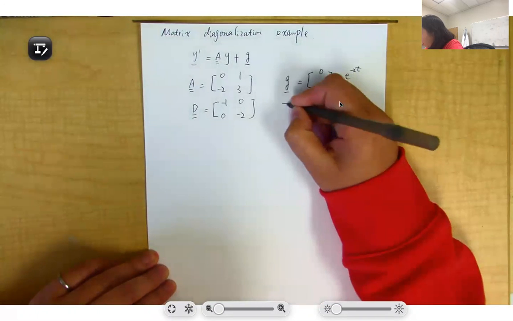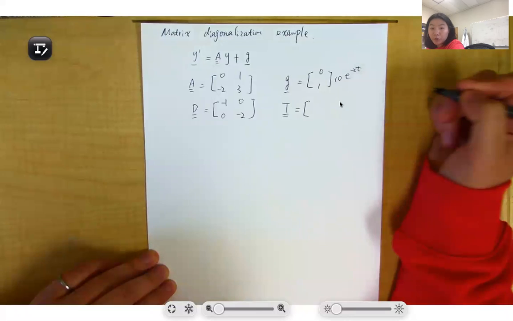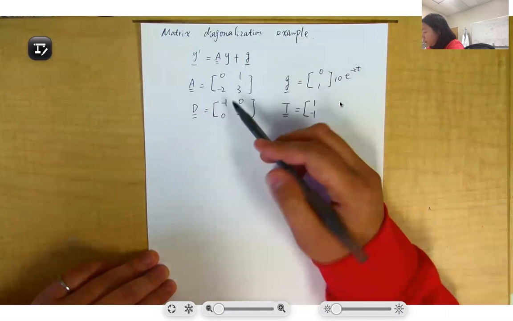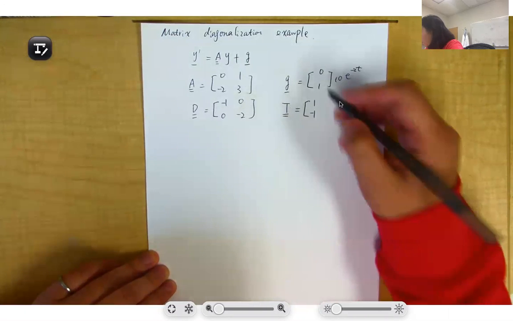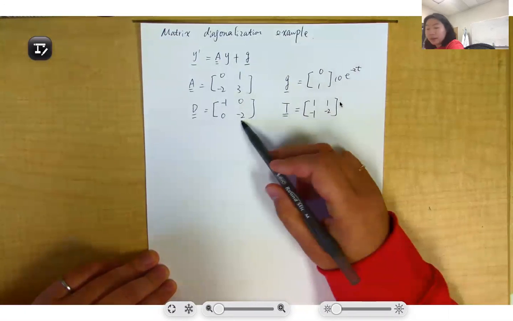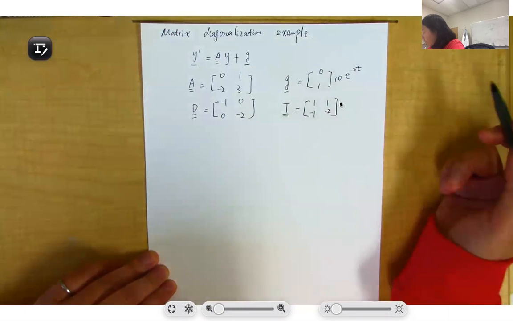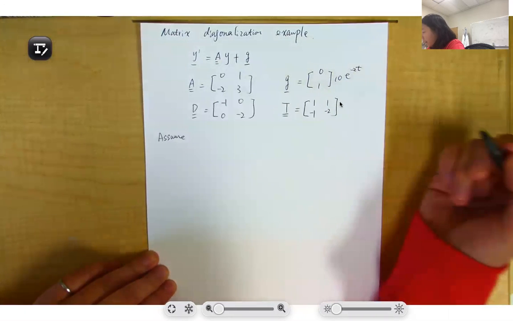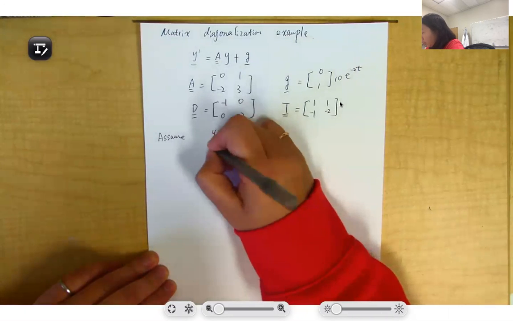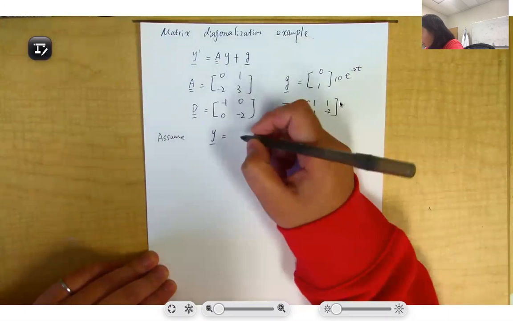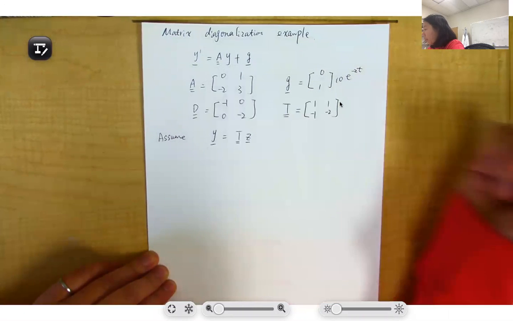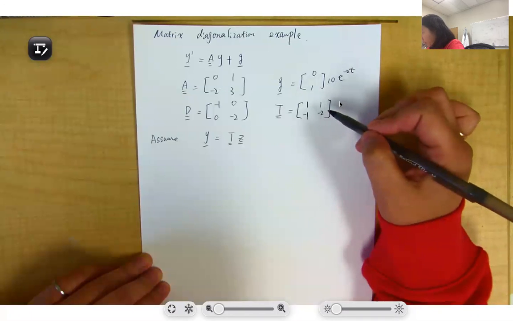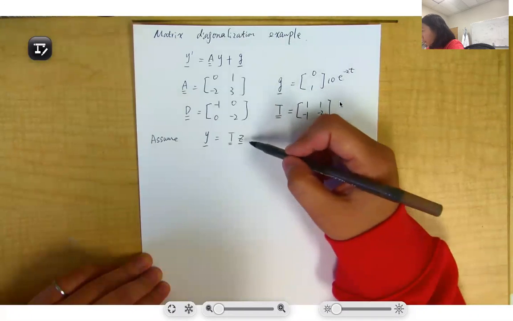Then we have our T, which is our eigenvector modal matrix. It will be [1, -1], which is associated with eigenvalue -1, and [1, -2], which is associated with eigenvalue -2. Then for matrix diagonalization, we first assume our general solution will look like TZ. T is our modal matrix, then we will solve for the Z part.